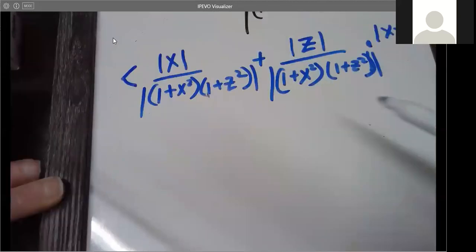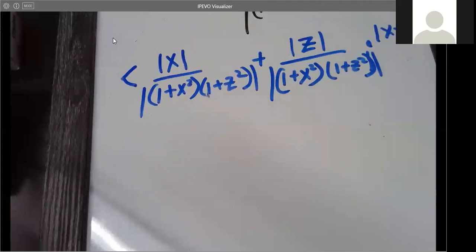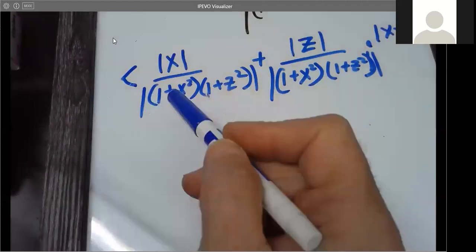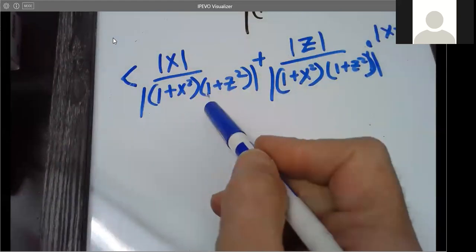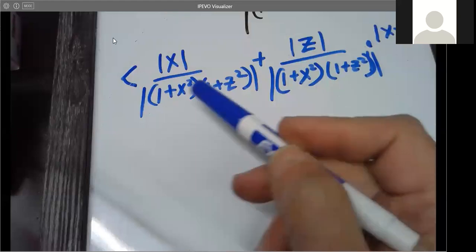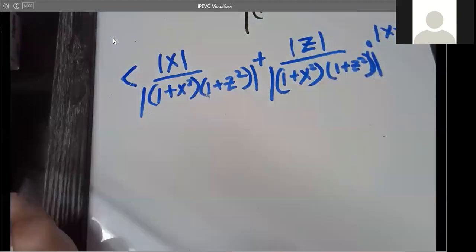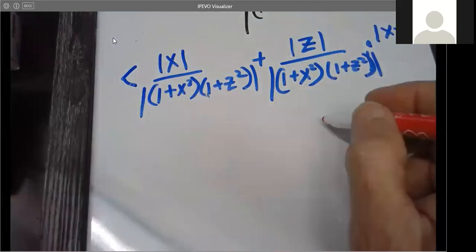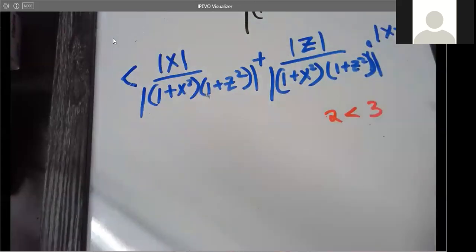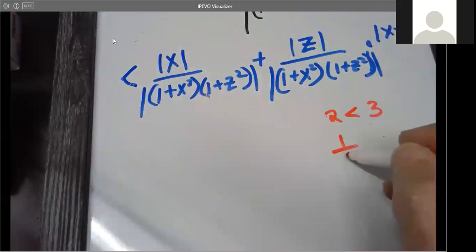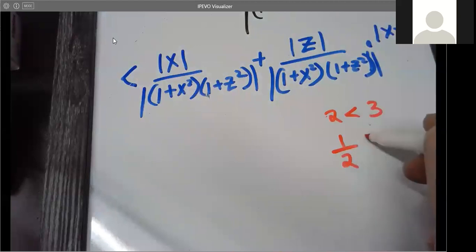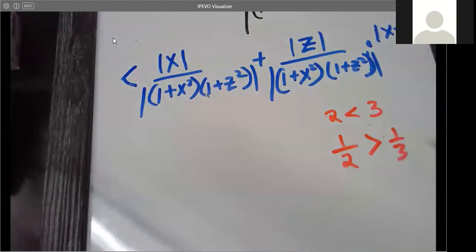All right. So now let's look at these for a moment. We want to simplify these. We know that with fractions, 2 is less than 3, but when we put these numbers in denominators, 1/2 is greater than 1/3. The larger the denominator, the smaller the fraction.